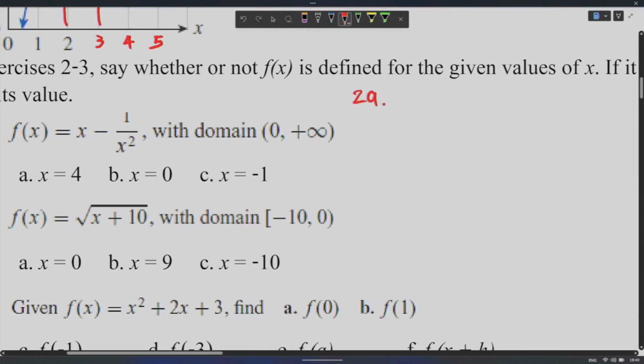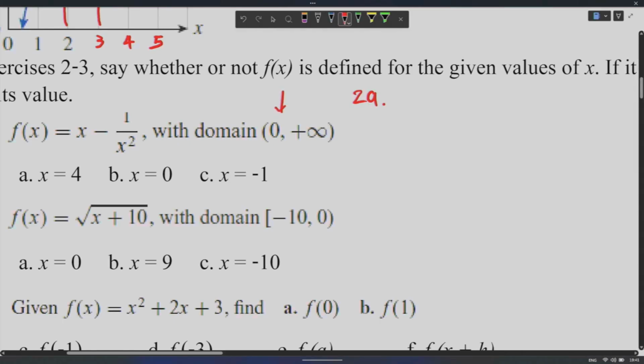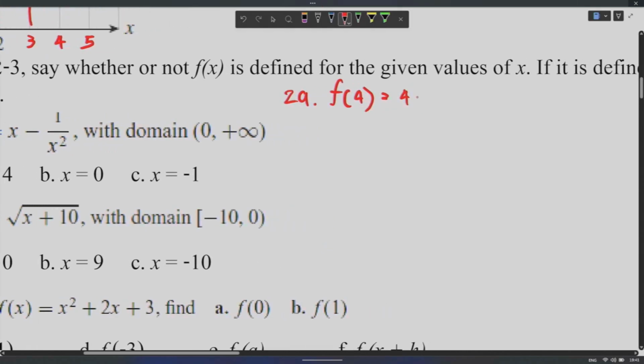In 2a, if x equals 4, let's check whether 4 is in the domain or not. And it is in the domain. So we can find it by f of 4 equals 4 minus 1 over 4 squared, which is 4 minus 1 over 16.